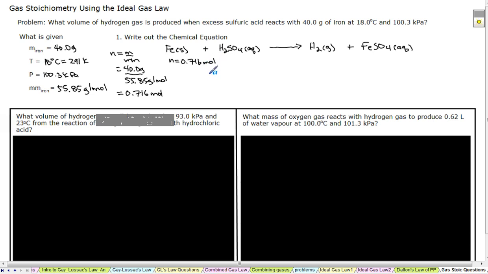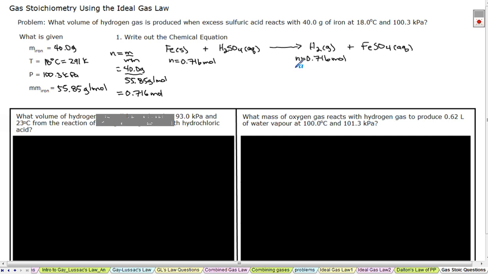So now if we know our number of moles of iron, we can determine, if we've got the chemical equation balanced, which we do, the number of moles of hydrogen gas. So in this case, it's a 1-to-1 ratio. So because it's a 1-to-1 ratio, we know that our number of moles, n, is 0.716 moles.